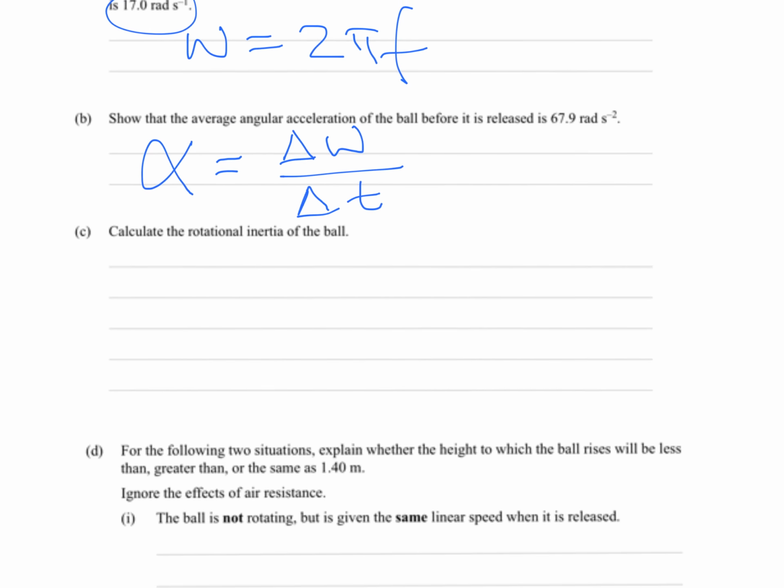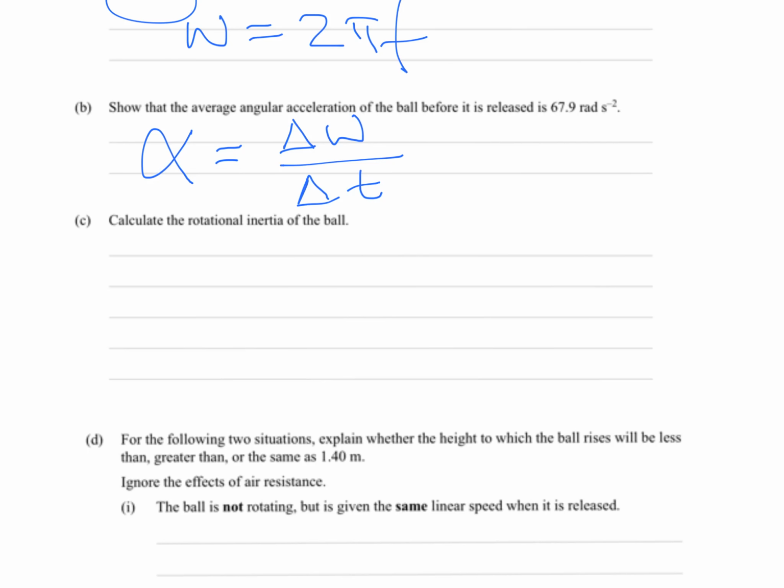Going on down, calculate the rotational inertia of the ball. This one's got a couple of steps in it, but again is relatively straightforward if you understand those rotational concepts. So we've got this equation, torque equals I alpha, Newton's second law in rotational form, which would be F equals ma. We've worked out alpha, and we can work out the torque from the force applied times the perpendicular distance.